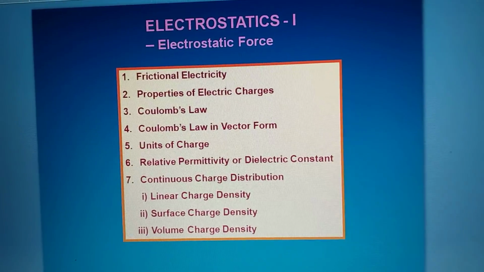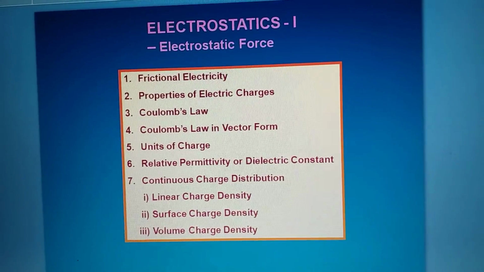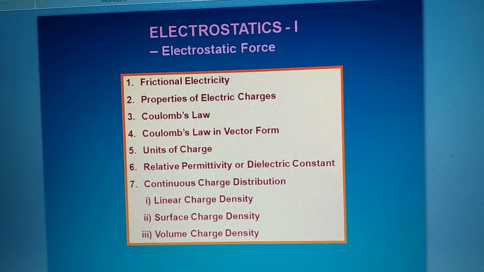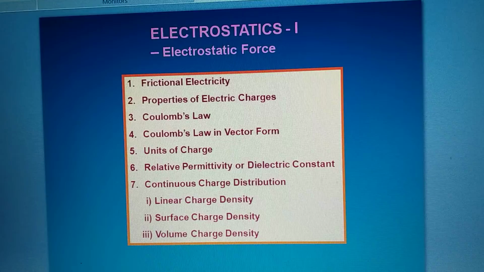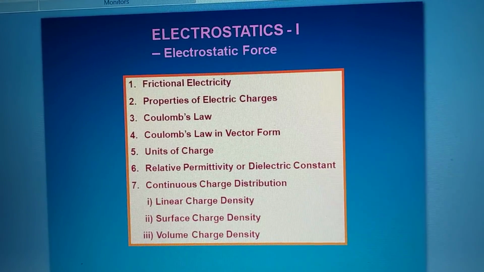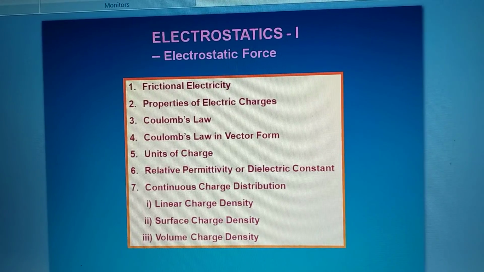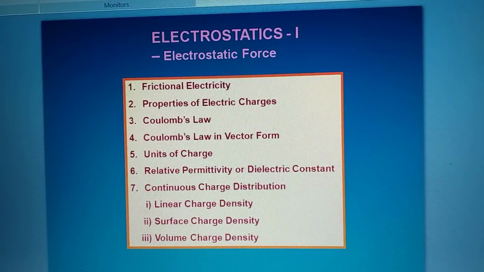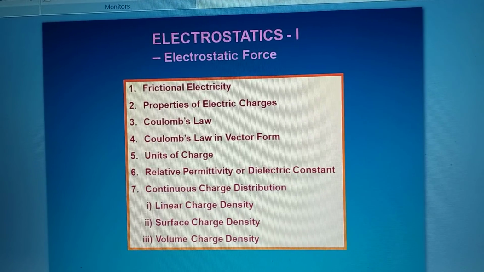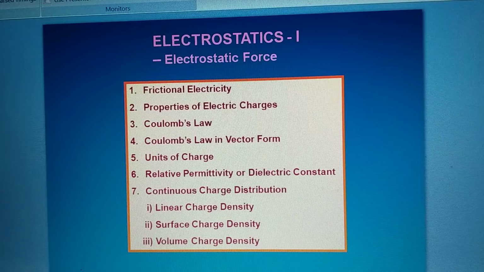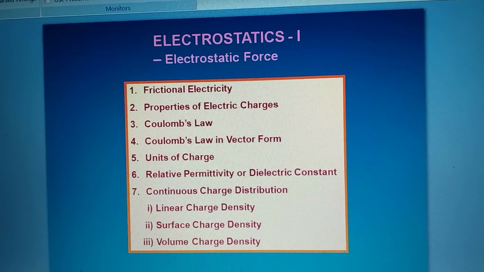Good evening, students. Today we will do the study of electrostatic force. And in this, we have several topics, as you can see on the screen: first, frictional electricity; second, properties of electric charges; third, Coulomb's law; fourth, Coulomb's law in vector form, units of charge, relative permittivity or dielectric constant, continuous charge distribution.